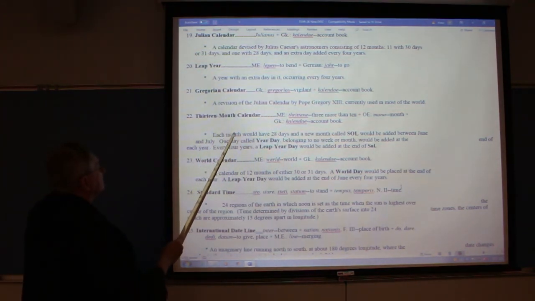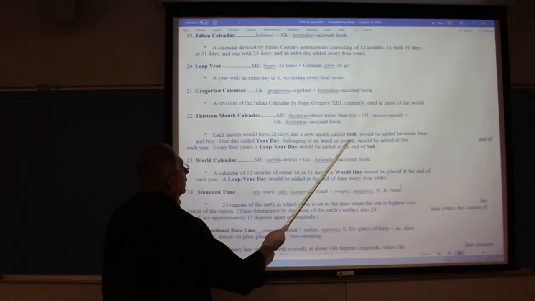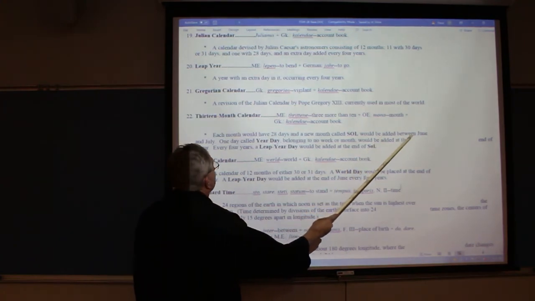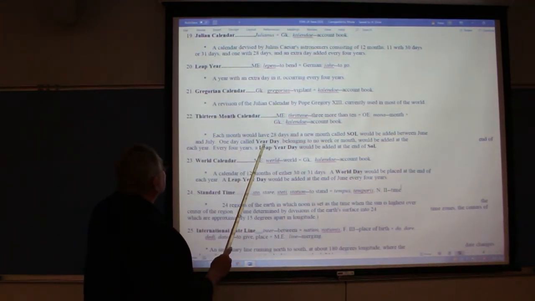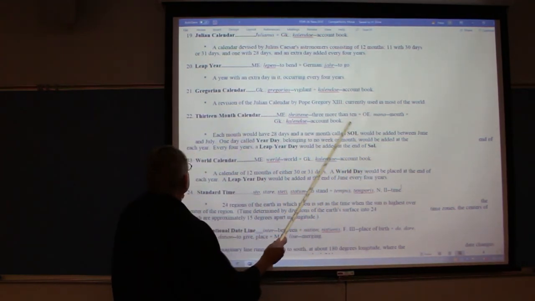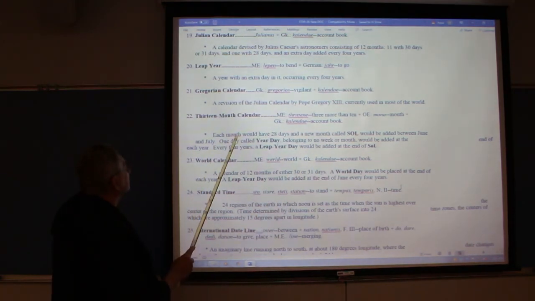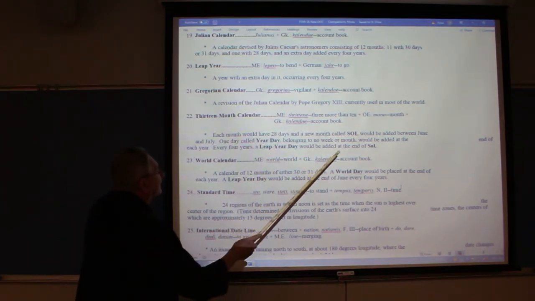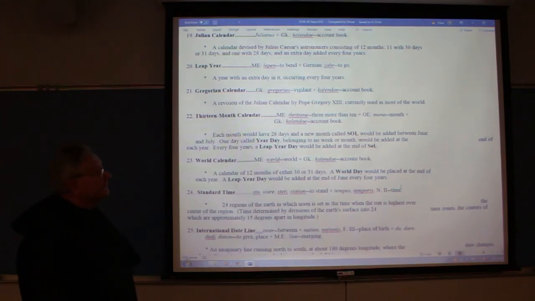13 months. Each month would have 28 days, and a new month called Sol would be added between June and July. One day called year day, belonging to no week or month, would be added at the end of each year. Every 4 years, a leap year day would be added at the end of Sol. Well, no one accepted that one.